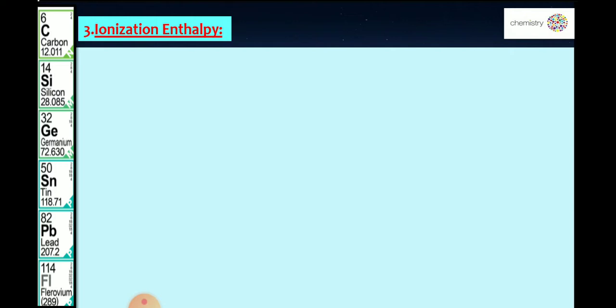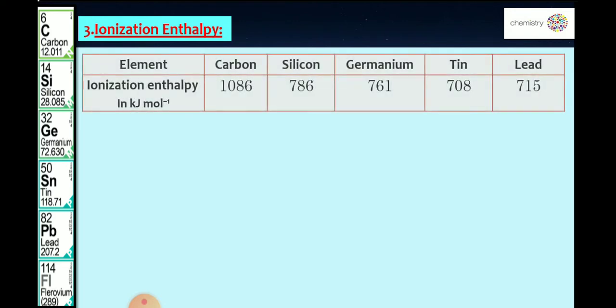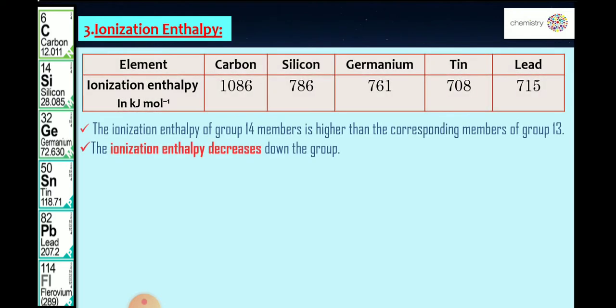Okay, next one: ionization enthalpy. Look at the values. Carbon 1086 kilojoules per mole, first ionization enthalpy. Silicon 786, 761, 708, 715.